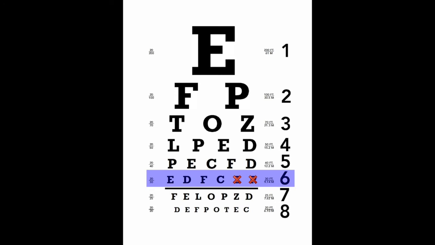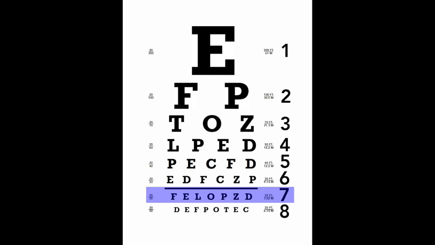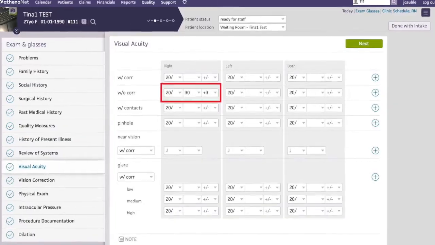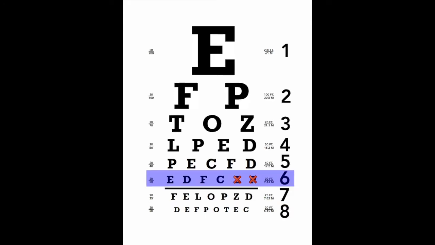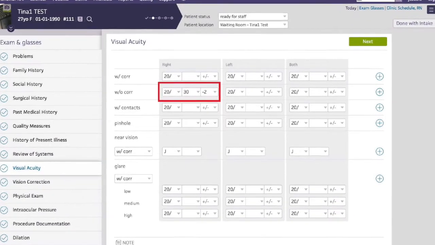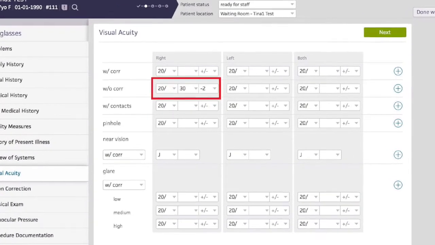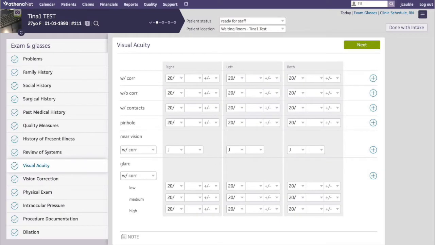In this case, that next line would be 20/25. If the patient gets less than half of the 20/25 line, their visual acuity will be 20/30 plus the number of letters they got right in the 20/25 line. If they cannot read anything on the 20/25 line, but got more than half of the 20/30 line, then their visual acuity will be 20/30 minus the number of letters they got on the 20/30 line. Once you have assessed the patient's visual acuity, document the number in the appropriate column, either CC or SC.